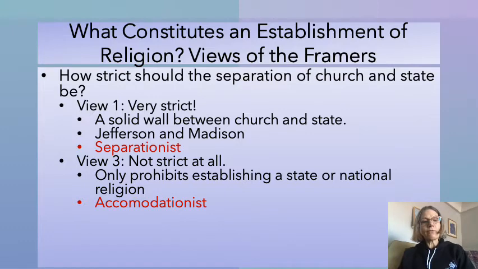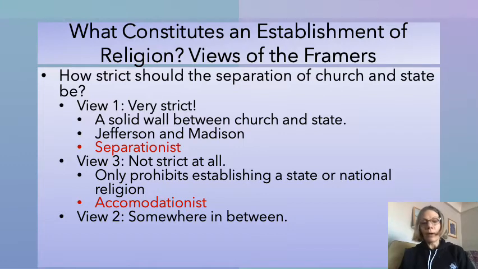And then there's a second view that comes, and I put 1 and 3 first because the second view is somewhere in between.